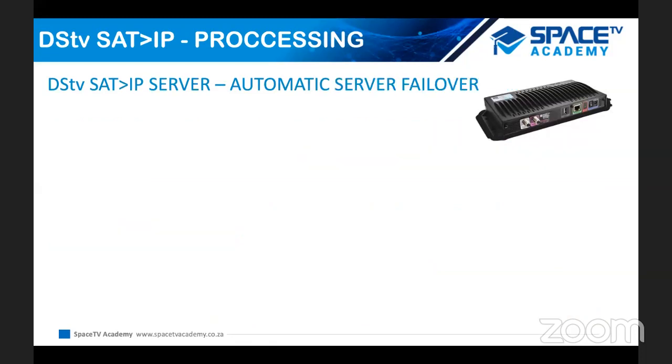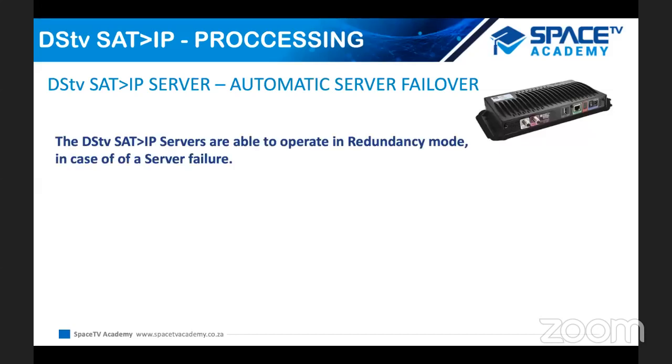The system can also be set up with an automatic server failover. In other words, you can add a redundancy server into your network. So should your server fail, especially when you have a large network with multiple servers, the redundant server would automatically take over the service and ensure continuity to your guests or your viewers. So the DStv SATIP servers are able to operate in redundancy mode in case of a server failure.